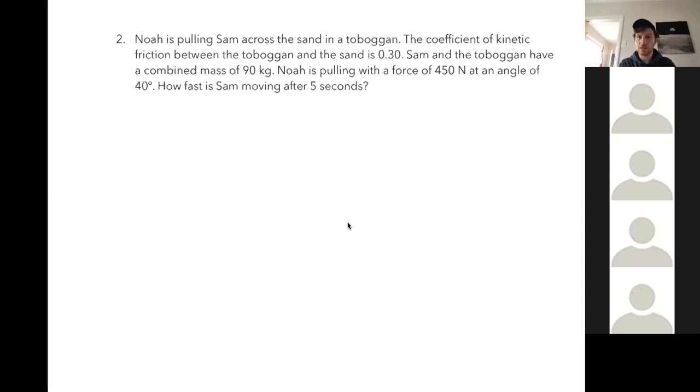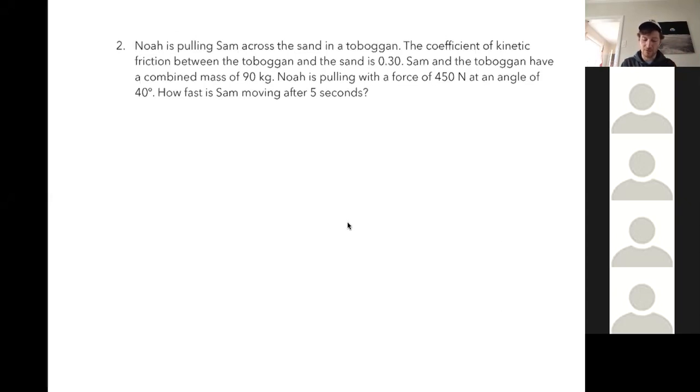So if we want to change these questions up a little bit, I can give you all the information at once. Okay, we've got Noah pulling Sam across some sand in a toboggan. Coefficient of kinetic friction between the toboggan and the sand is 0.3. Sam and the toboggan have a combined mass of 90 kilograms. Noah's pulling with a force of 450 newtons at an angle of 40 degrees. How fast is Sam moving after 5 seconds?